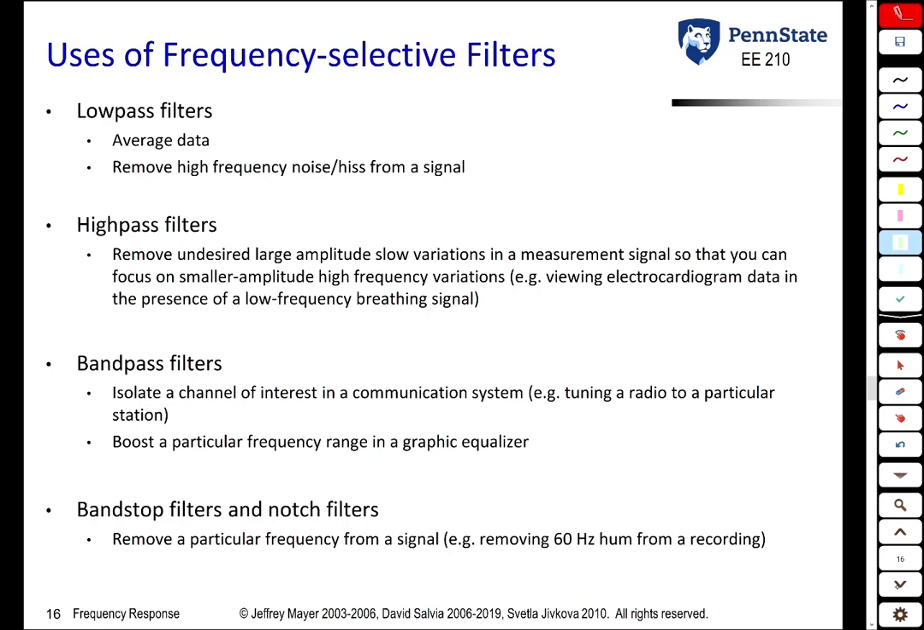Bandstop filters can be used when you want to remove unwanted frequency components from a signal. This happens a lot, for example, when you have 60 hertz noise that creeps through a signal measurement. You want to ignore the 60 hertz component, so you pass your signal through a band stop filter to remove all frequencies close to 60 hertz to solve that problem. So how do we create these high pass, band pass, and band stop filters? Let's look at a few more examples.